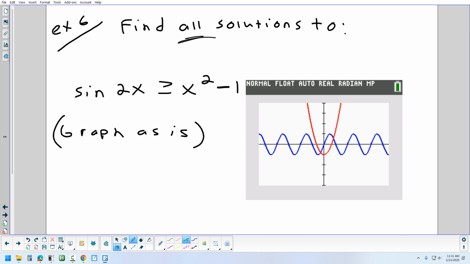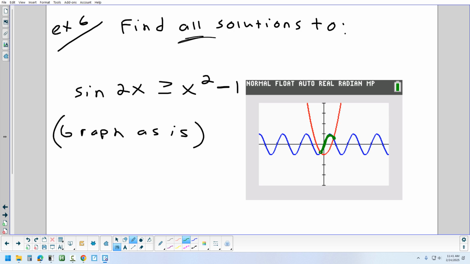There's only one solution interval. Where is the sine function above the parabola? That only happens between here and there. That is the only answer to this problem, that one section. It doesn't happen again anywhere else.